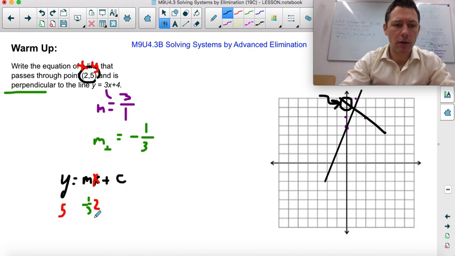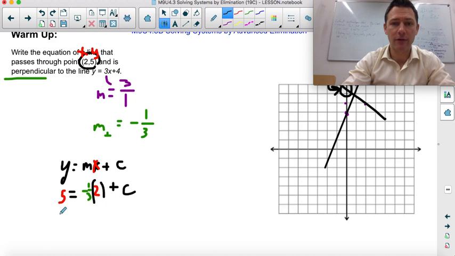Right? All right, so excuse me when I clean that up. So I know that when I put a 2 into the equation, even if I don't know c, I know what I should get out. It's 5. Let's solve for c. This is negative 2/3, so add 2/3 to both sides. And you should be left with c.